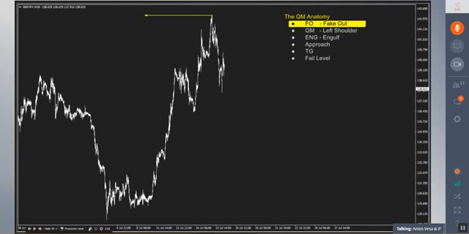If price came to this one, at this line, you look between this and this one, let's say.